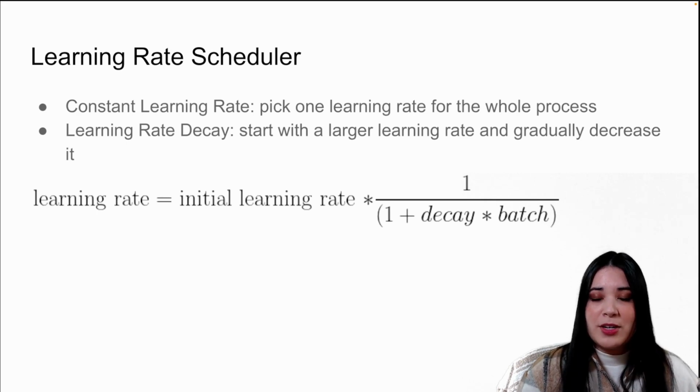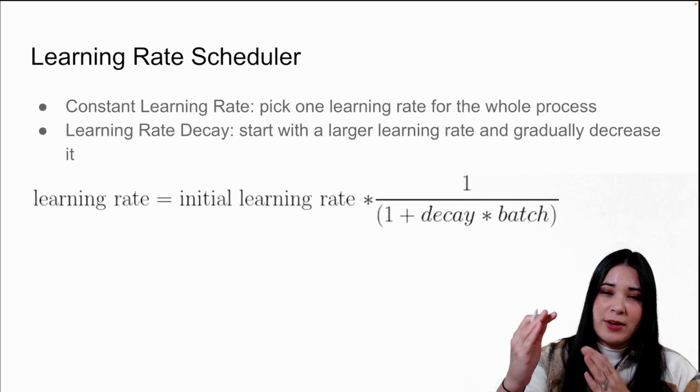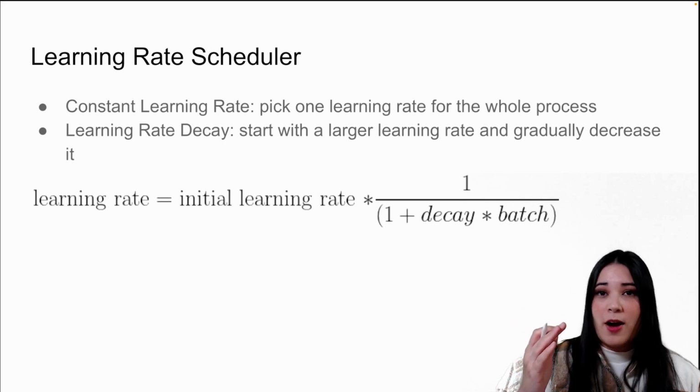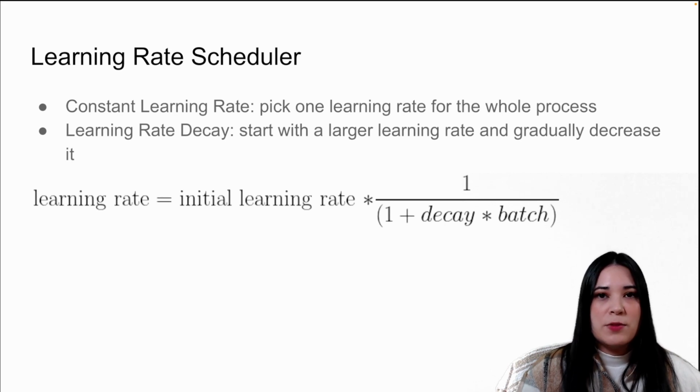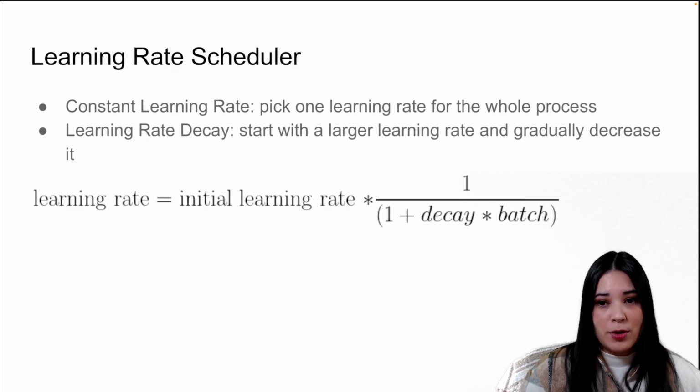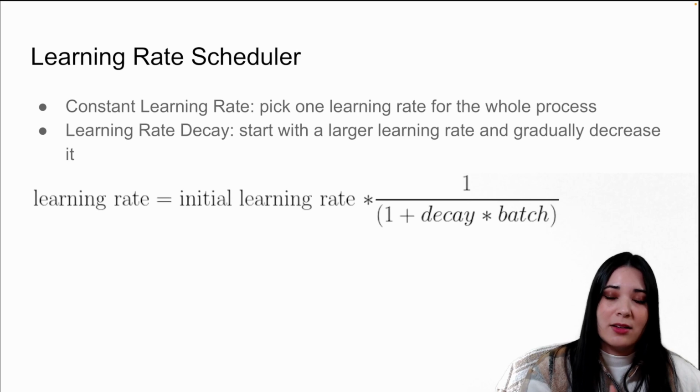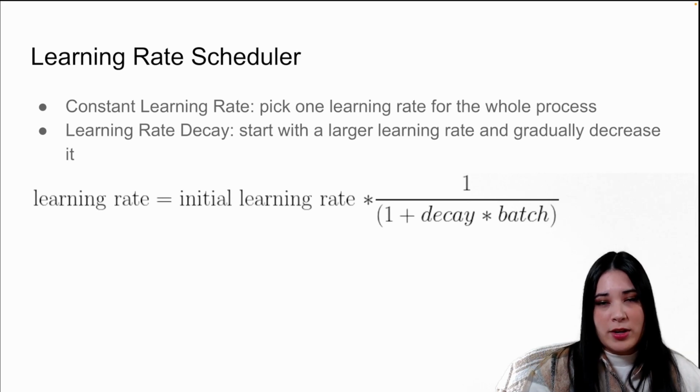So far, we've been talking about using a constant learning rate. That parameter alpha is the same throughout the entire gradient descent process. However, sometimes we might want to use learning rate decay, which starts with a larger learning rate and then slowly tapers it off throughout that process. The formula that you can see on the screen gives you one example of how we could taper a learning rate by making it a little bit less every time we process a batch of data.